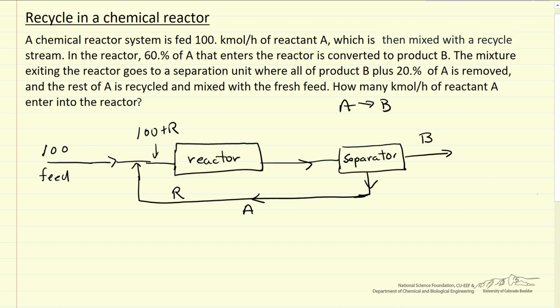Now the wording in the problem says 60% of A that enters the reactor reacts. So that means the flow rate of A leaving is 40% of what enters. 60% reacts to form B, rest leaves.